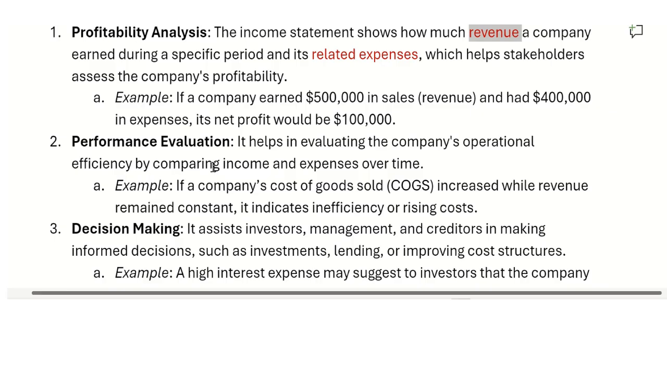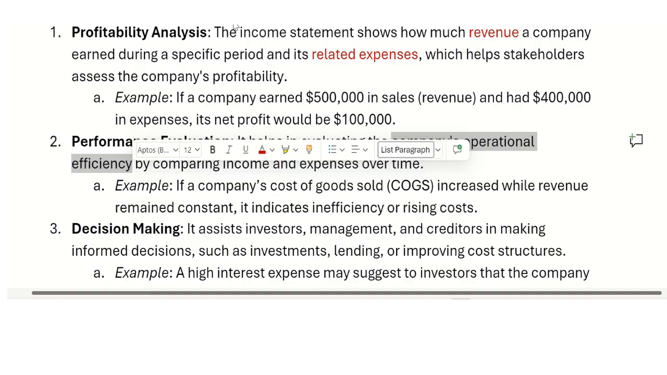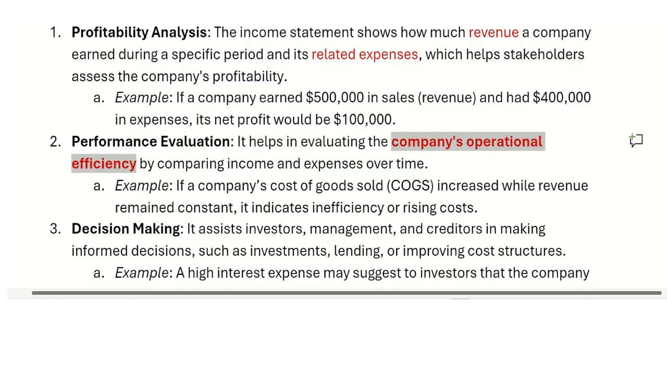Second is the performance evaluation. The benefit of the profit and loss account or income statement is evaluating the company's operational efficiency, which is very, very important. Sometimes there are technical words that we ignore, but we should not. Operational efficiency says that during the operation, during the working of the main core business, how much we can earn. That is the performance evaluation.